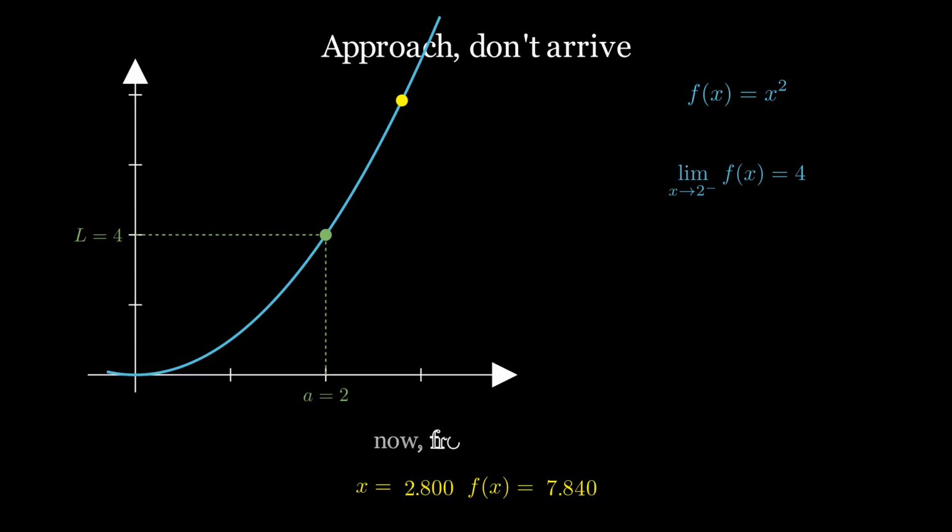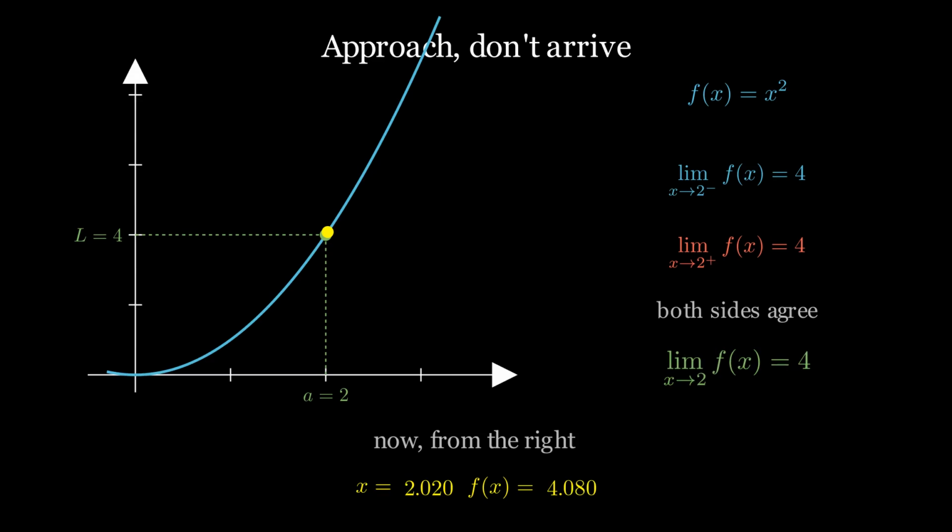Now let's come back the other way, from above. 2.8, 2.1, 2.02. And f of x closes in on 4 again. So the limit as x approaches 2 from the right is also 4. Both one-sided limits agree. And that's exactly the condition we need. When the left and right approaches head for the same value, we drop the little sign and say the limit, plain and two-sided, as x approaches 2, equals 4.